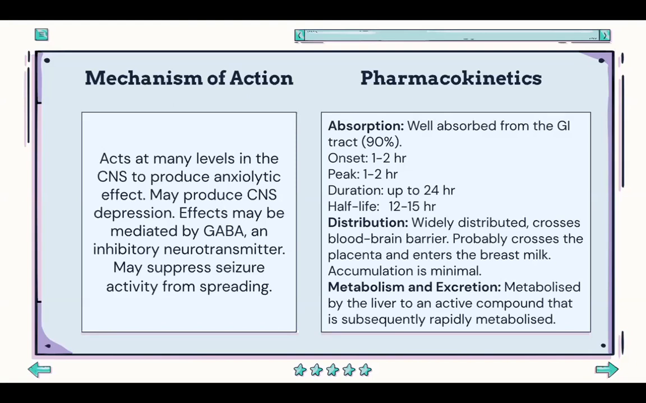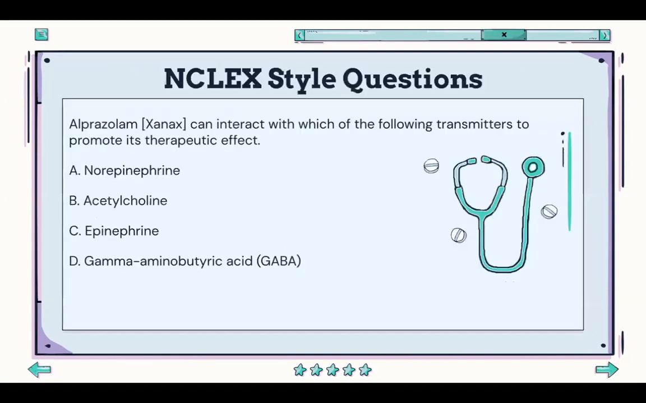And then moving on to our next slide, we have our first NCLEX question. So I'm going to read the question. Alprazolam can interact with which of the following transmitters to promote its therapeutic effect? So I'm going to let you go through the answers and think about it for some time.